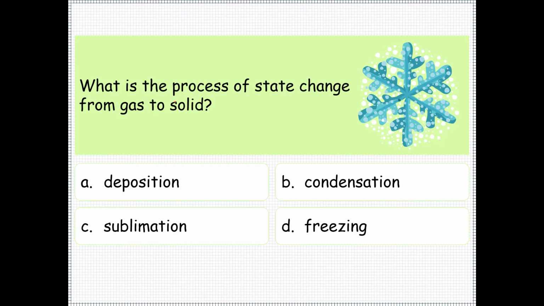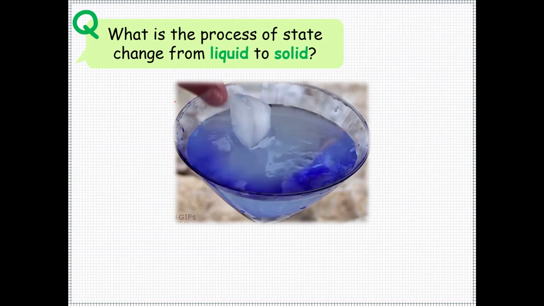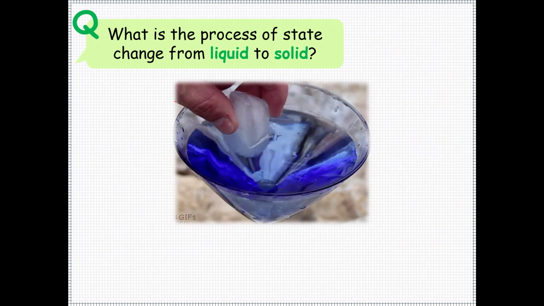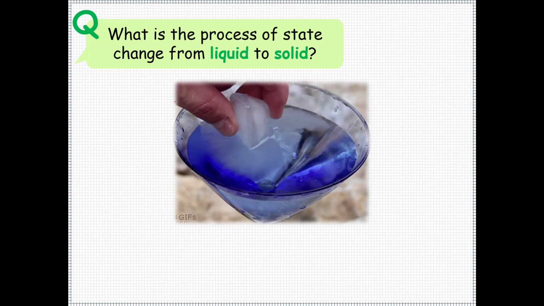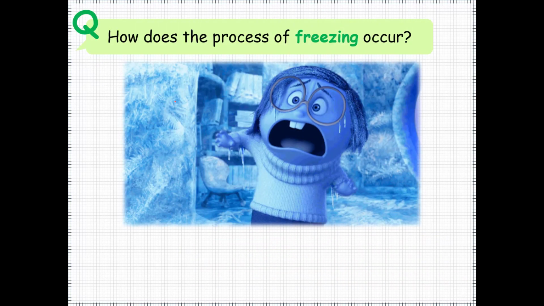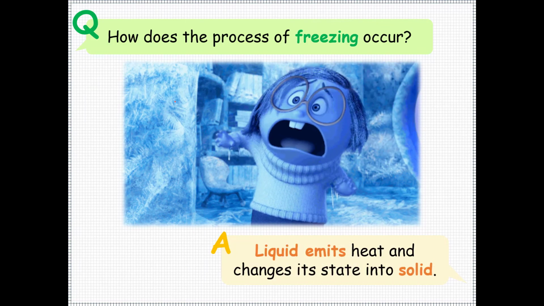What is the process of state change from gas to solid, student? It is gas to solid. What is that? Easy, right? Deposition. Okay. Then, what is the process of state change from liquid to solid? Freezing. Very good. How does the process of freezing occur? Liquid emits heat and changes its state into solid.